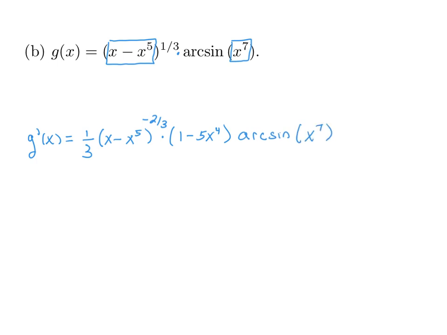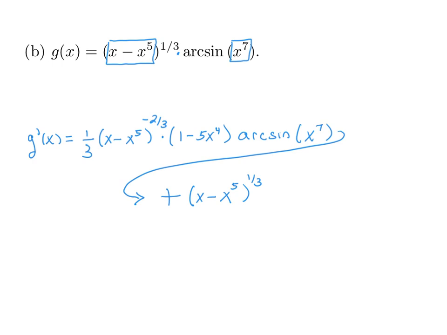Okay, I'm going to run out of space. I'll continue it over here. I'll put a plus sign. So maybe I'll just say, okay, I'm really continuing my work here. Okay, now we switch this around where we leave the first thing alone. That's x minus x to the 5th to the power of 1/3. But now we multiply by the derivative of arcsine.